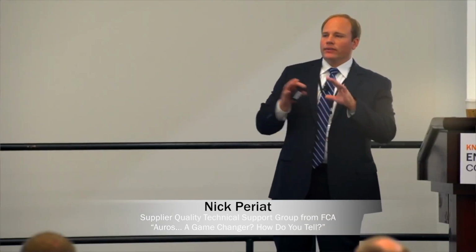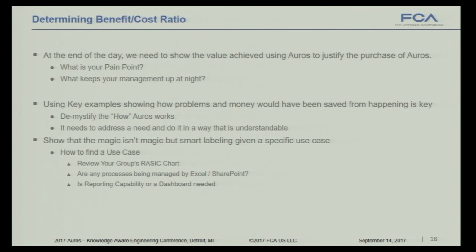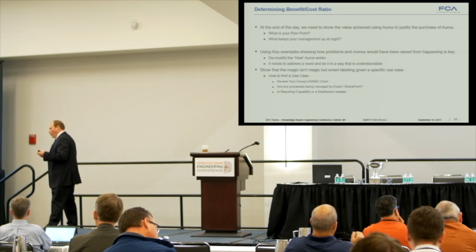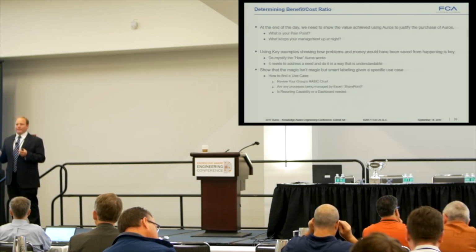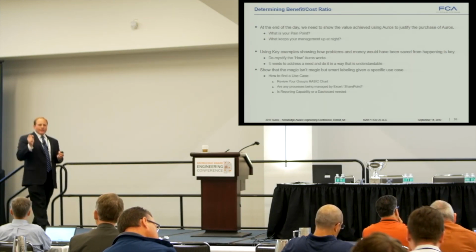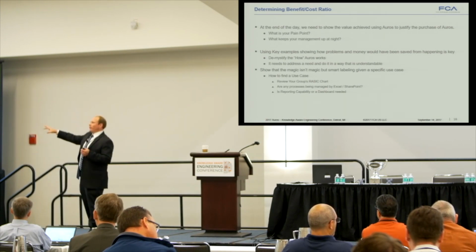You can set this up all different types of ways. At the bottom there also, how to find a use case. Review your group's RACIC chart, okay? You can look for processes that would fit into these kinds of models. Anything Excel-based can be made into this really easily. You can upload a whole bunch of Excel sheets, get all that data in the system, and if the data is in the system, they can at least do it their Excel sheet way. They haven't lost anything, okay? They can at least do it their Excel sheet way, and you can show them benefits.